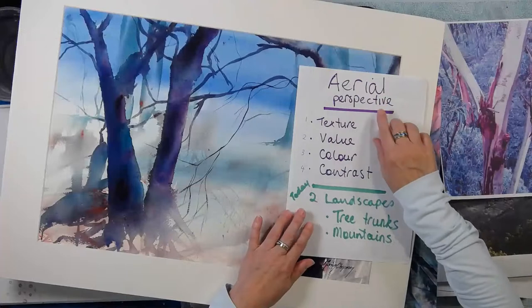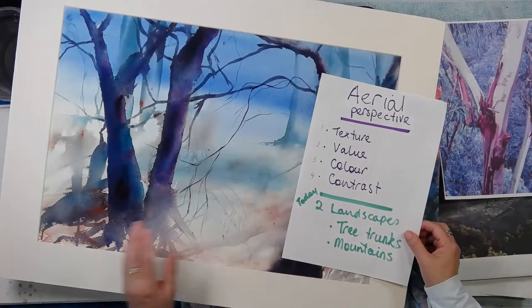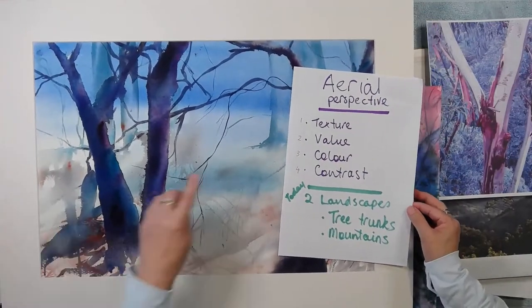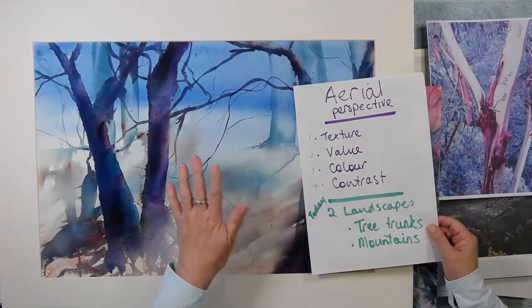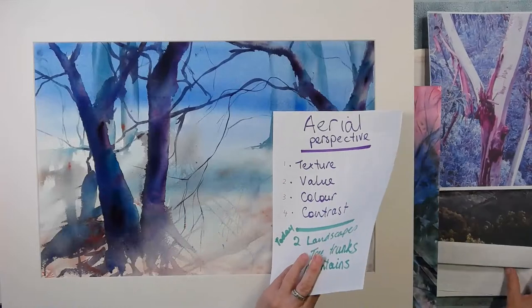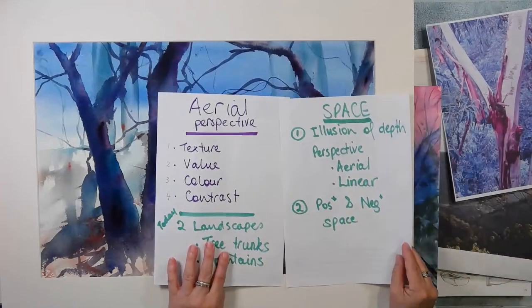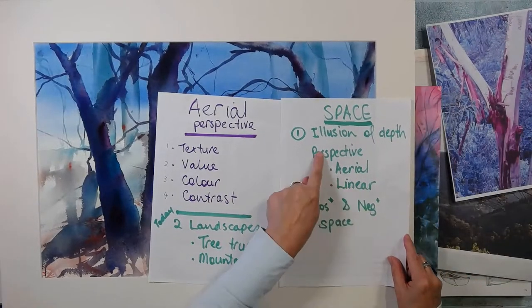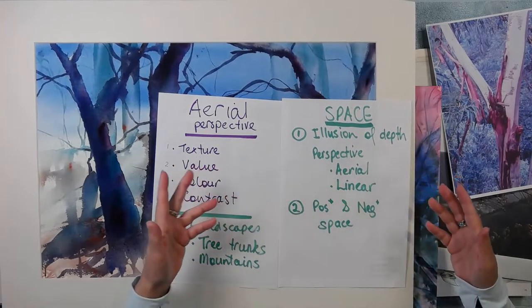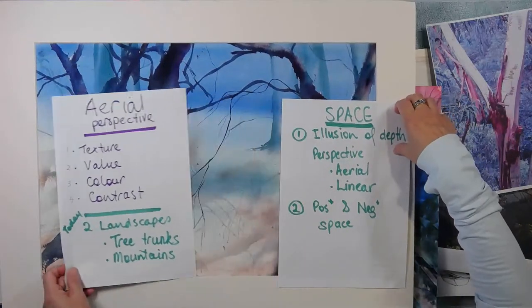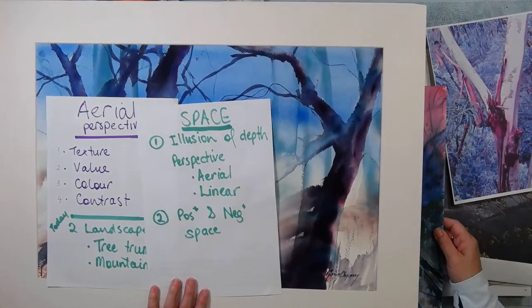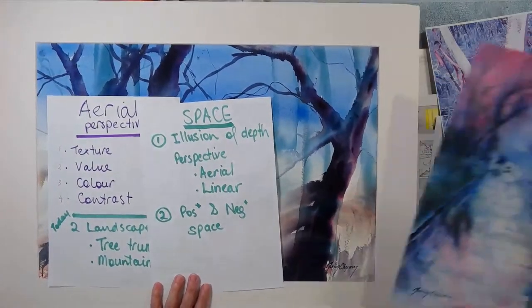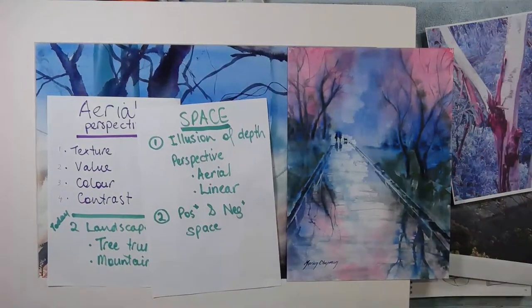We will be talking mostly about aerial perspective today. And although it's got this wonderful complex sounding title, it's not at all complex. It's not like linear perspective. Now that requires a lot of thinking, a lot of accuracy. And I'm going to show you a painting here that involves 1-point perspective.